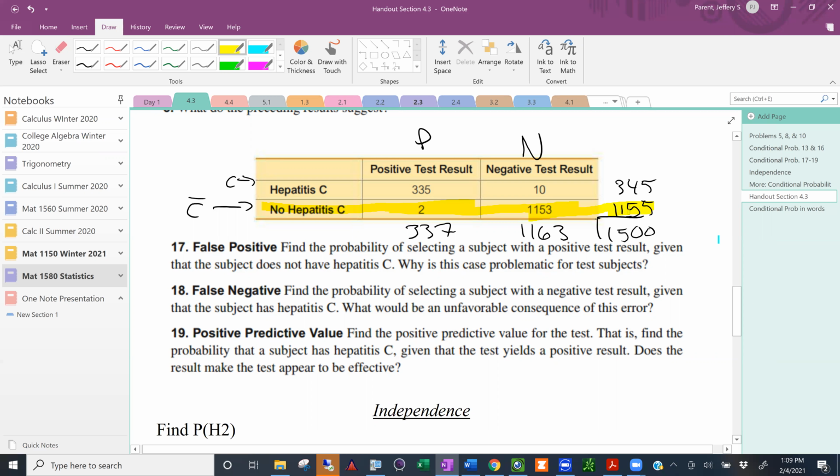So we can ignore the rest of the table. We're no longer dealing with 1,500 people. We're dealing with 1,155. What's the probability that they get a positive result given that they don't have hepatitis C? 2 over 1,155. Good. You've got 2 people that get positive results out of 1,155 people there. Perfect.